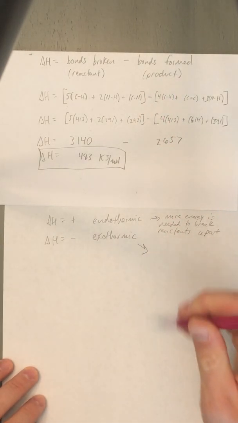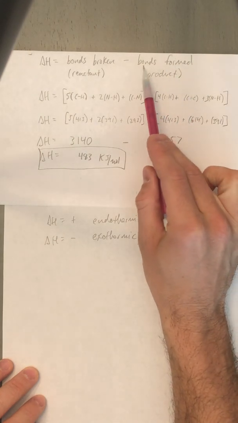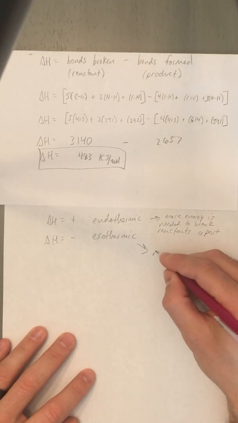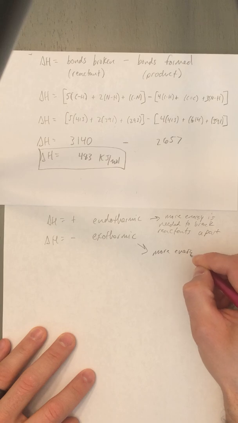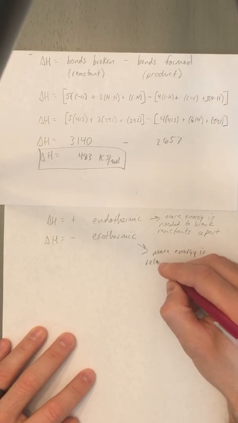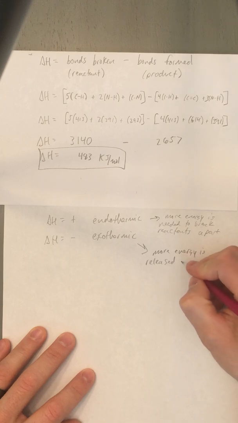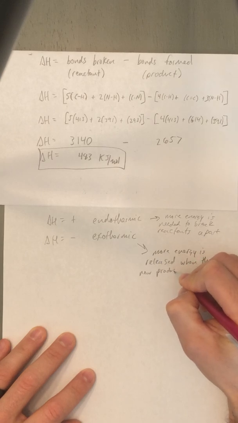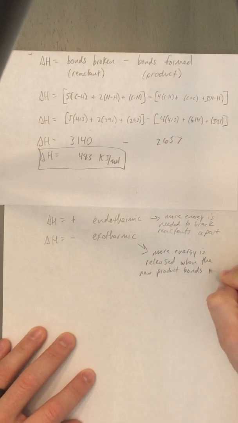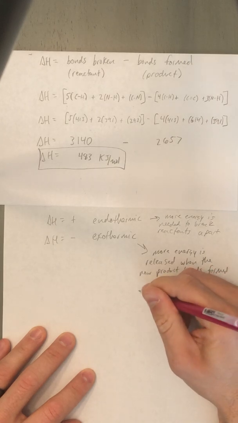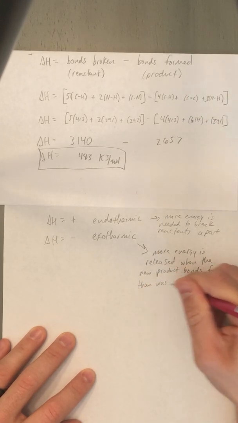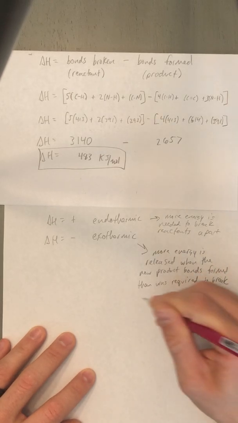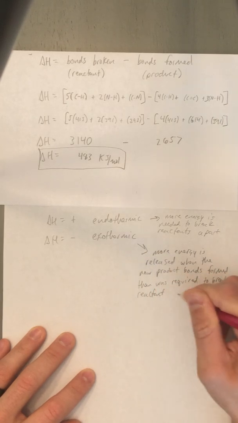So what does exothermic mean? Exothermic means that this value is a bigger number, right? So if this is bigger, it'd be negative. And so what would that mean? That would mean more energy is released when the new product bonds formed than was required to break reactant bonds.